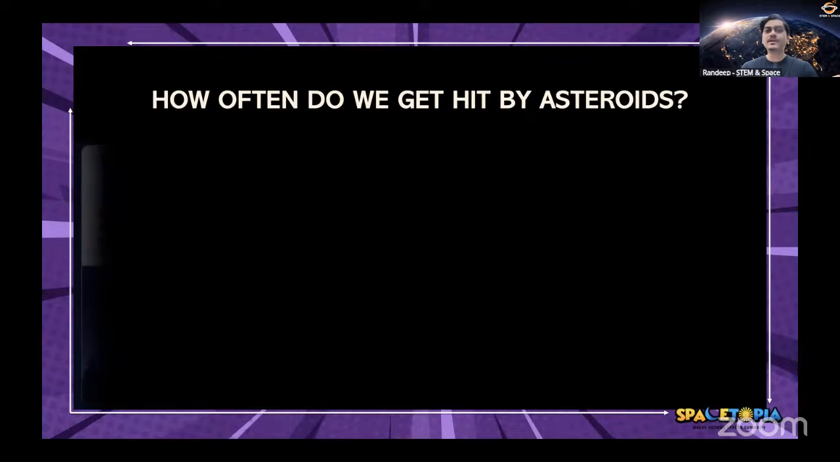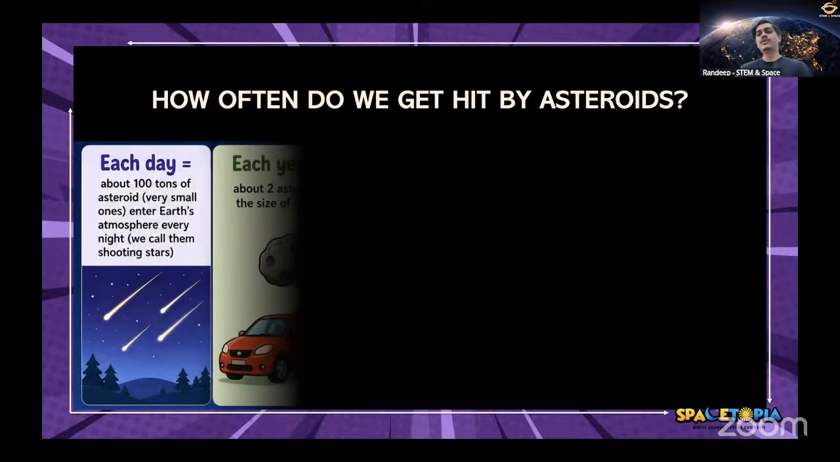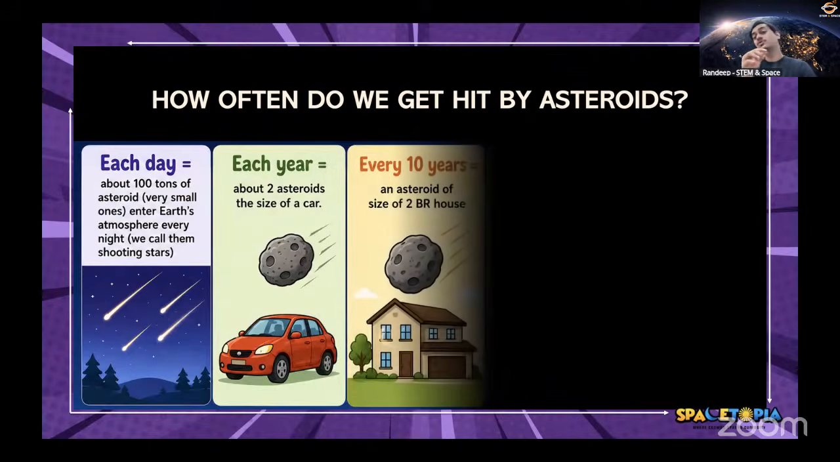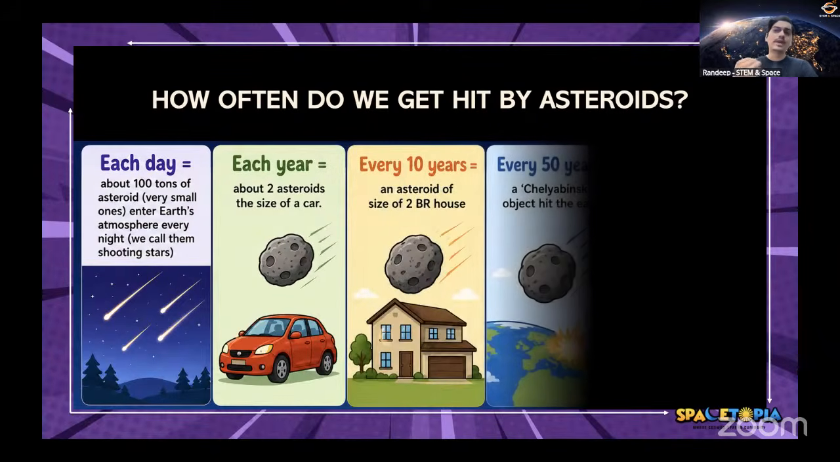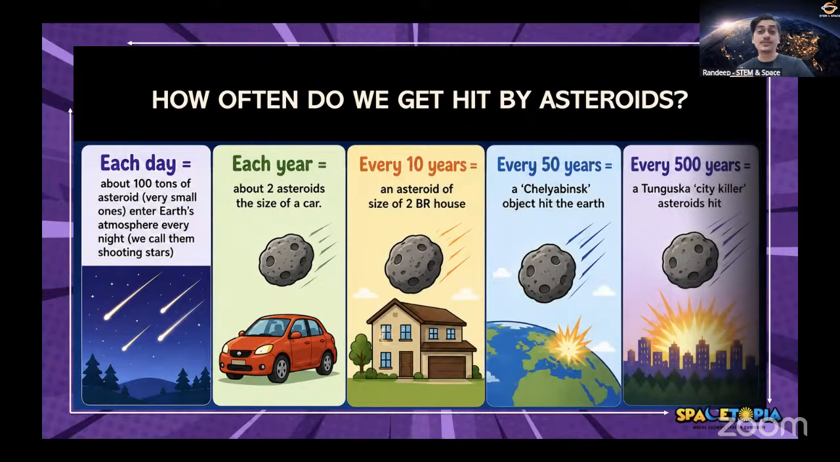So how often do we get hit by asteroids? I had shown you this even when we did the live session earlier: every day about 100 tons of asteroids enter our Earth's atmosphere. Every year, about two asteroids the size of a car come in. Every 10 years, an asteroid the size of a house. Every 50 years, a Chelyabinsk-level asteroid hits the Earth. That was another event that took place in part of Russia in 2013. And then every 500 years, you have a Tunguska-level event, which is such a big asteroid that it can wipe out an entire city.